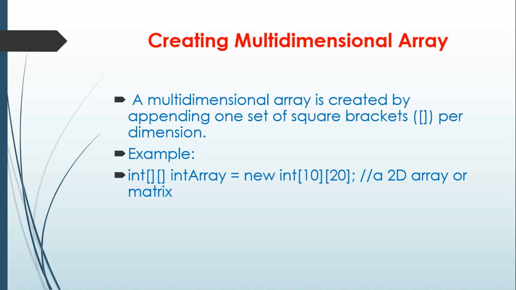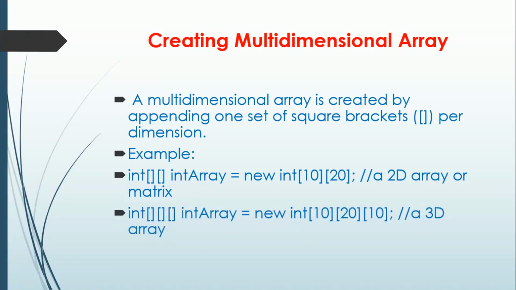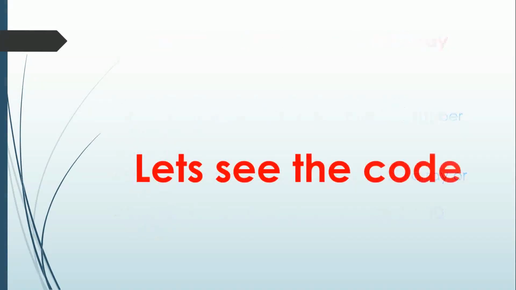If we use three square brackets, then we can say that it's a 3D array. See here an example of it. We can use int[][][] array = new int[10][20][10], a 3D array. Let's see the code for how to implement the multi-dimensional array.